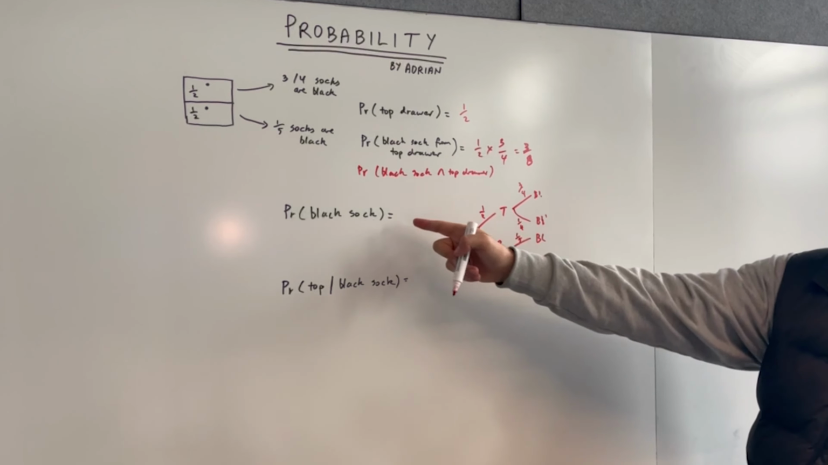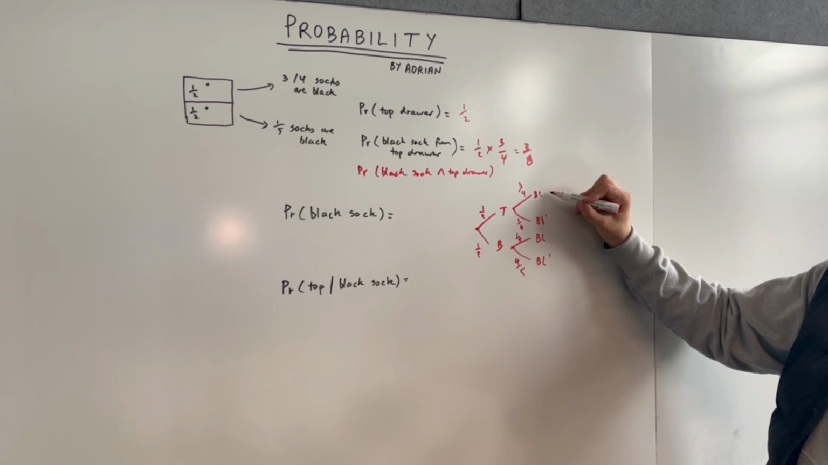Now, if you want the probability of choosing a black sock, it's either going to be down this path or this path, because that's top drawer, black sock, or bottom drawer, black sock. So if we multiply the probabilities in each branch and add them together, we get 1/2 multiplied by 3/4, which is actually what we did before. I'll just write the full calculation out. And then plus 1/2 multiplied by 1/5.